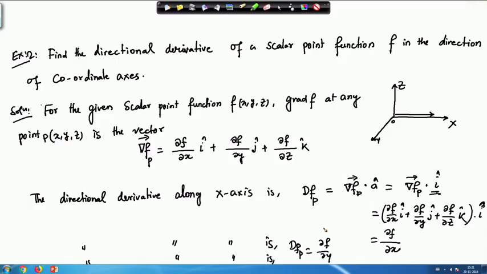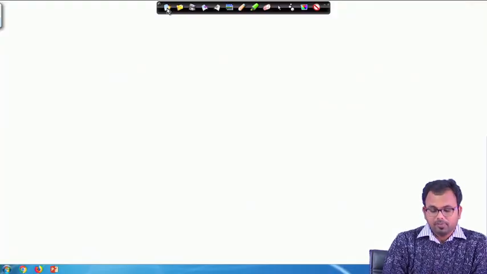So, this is another interesting example. You might be given a function f as x square y plus 3 y square z, and then you will be asked to calculate the directional derivative along the x axis. You just have to calculate these gradients, and based on that you take the dot product. If you are asked to calculate just along the x axis, then you just calculate del f/del x, and that will be your required answer at a point p. This is an interesting example which I wanted to show. We will move on to our next example.